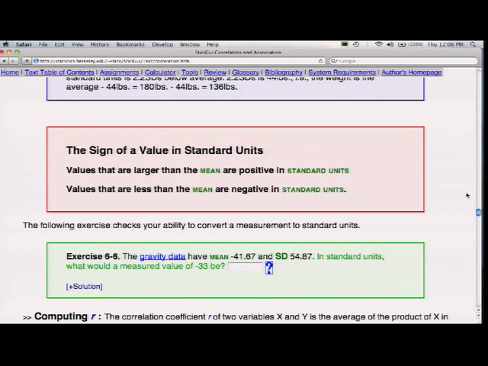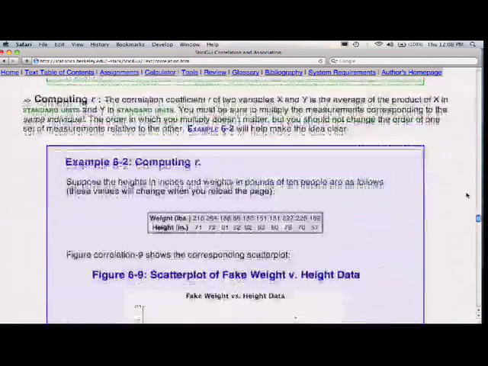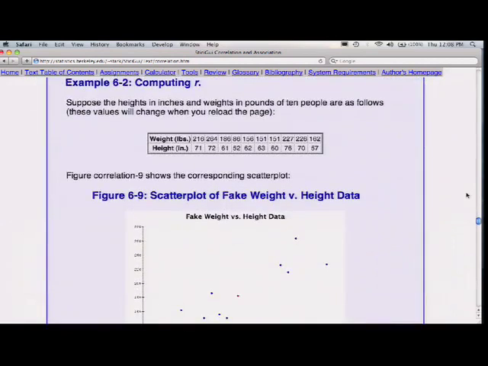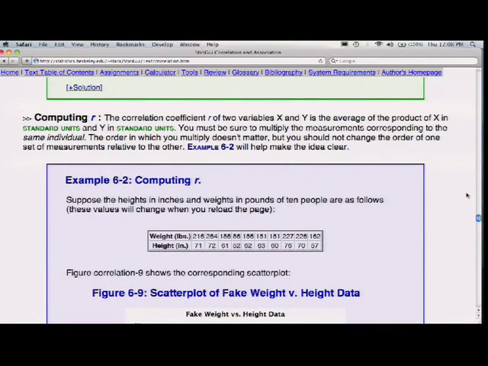If you have a value that is above the mean, then when you convert it to standard units, it's going to be positive. If you have a value that's below the mean, when you convert it to standard units, it's going to be negative. All right, so the correlation coefficient is easy to calculate once you have the notion of converting things to standard units. What you do to find the correlation coefficient between x and y is you convert x to standard units, you convert y to standard units, and you take the average value of their product.